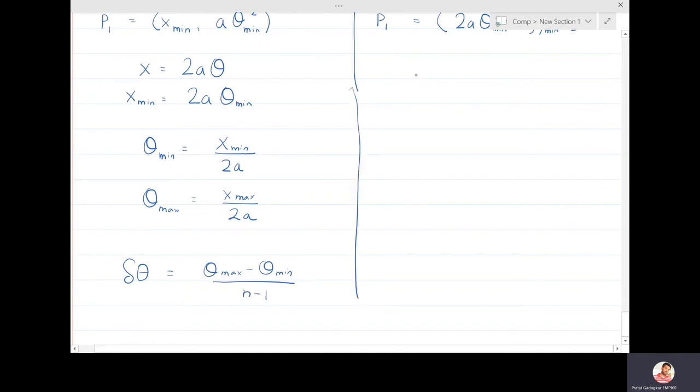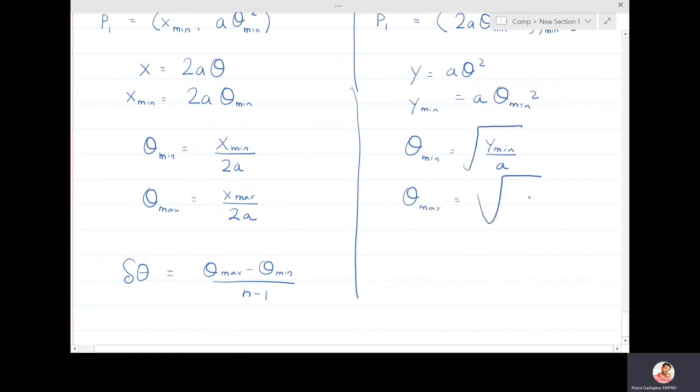On similar lines, here we know that y is aθ². So y min is aθ min². And therefore, θ min is given by the square root of y min upon a. Similarly, θ max will be given by the square root of y max upon a. The value of delta θ will be the same, which is (θ max minus θ min) upon (n minus 1). So this thing will now help us to solve some problems.